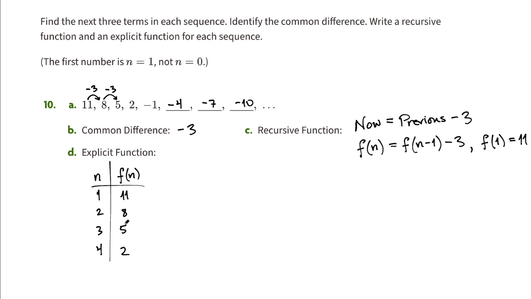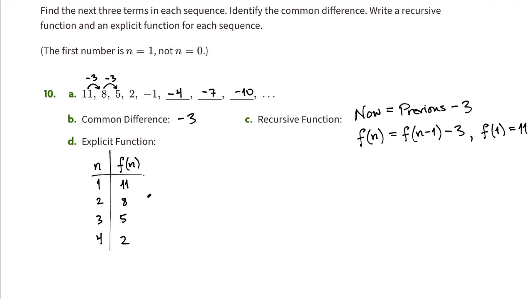And then we're looking for a way to write our function. And so we're going to go back to the pattern that we know exists, and we're going to write these numbers using that pattern. So 8 I got by doing 11 minus 3. And 5 I got by doing that previous one, 8, which we wrote as 11 minus 3, and then minus another 3. And then 2 we get by taking that previous one again and subtracting 3.